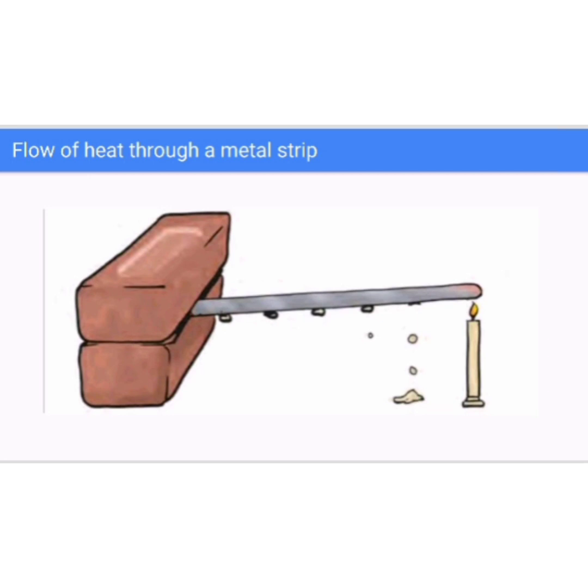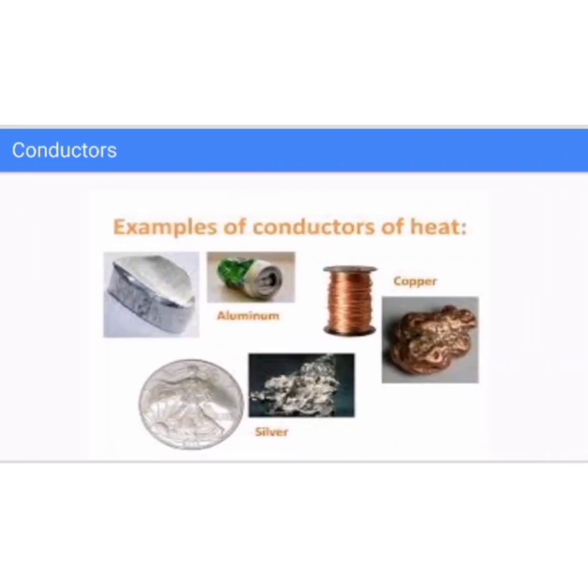In solids, generally the heat is transferred from the hotter region to the colder region, mainly by the process of conduction. The materials which allow heat to pass through them easily are called conductors. Aluminium, copper and silver are some examples of conductors.